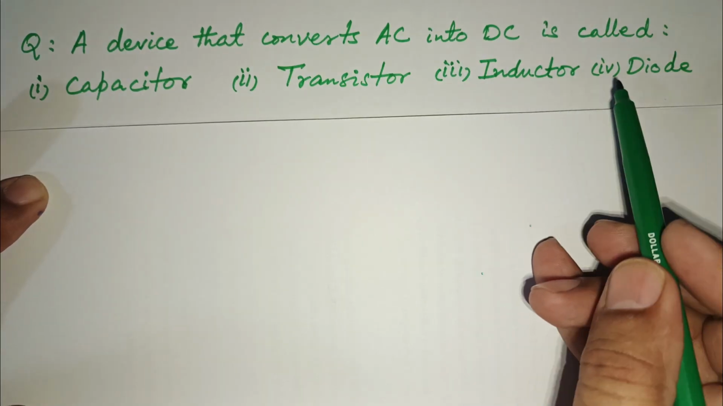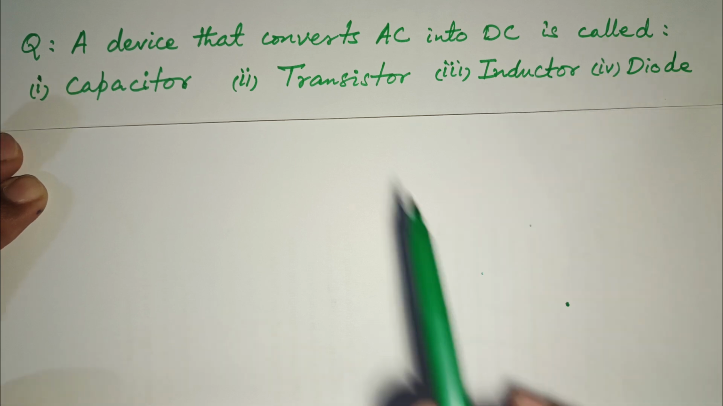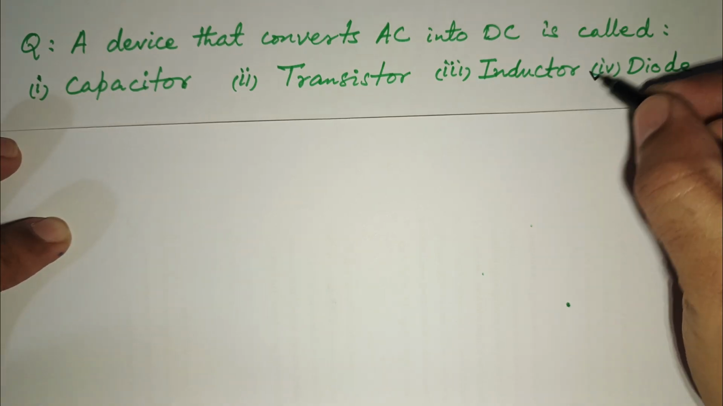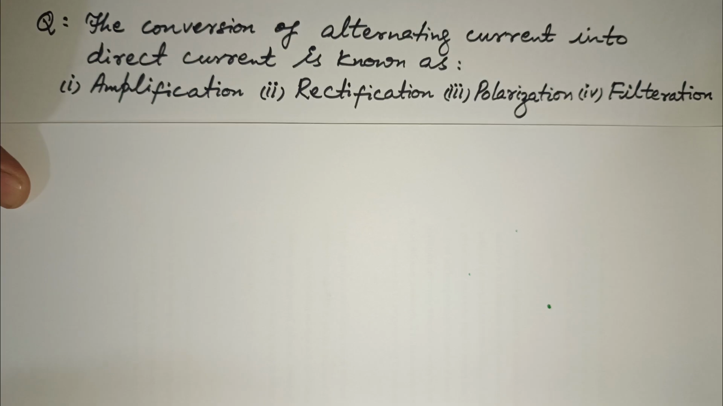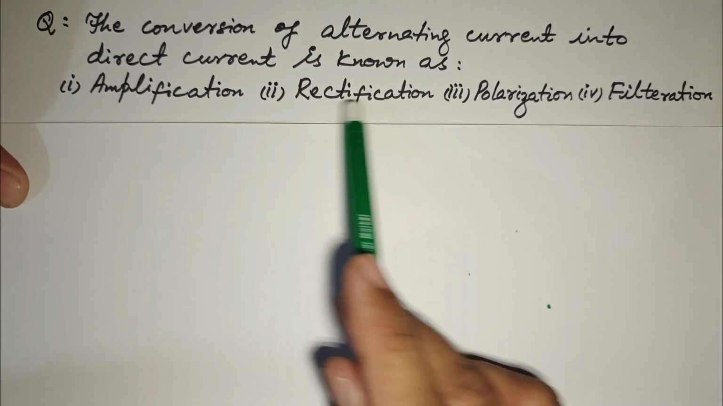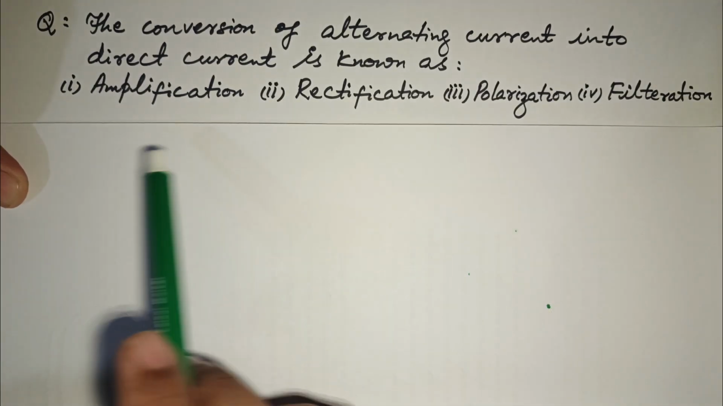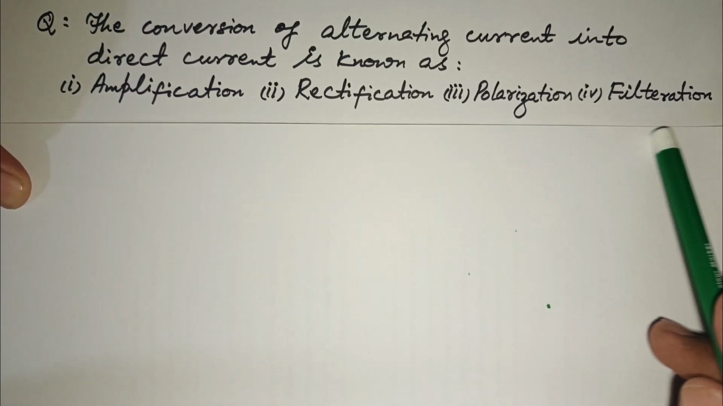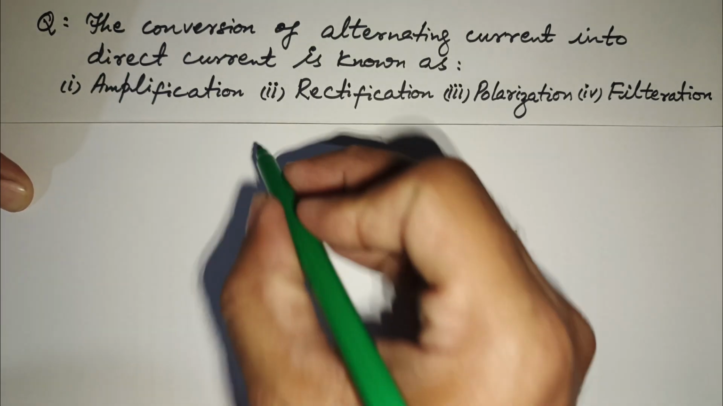A device that converts AC into DC is called, what's its name? Capacitor, transistor, inductor, diode. It's a straightforward diode. Semiconductor diode, PN junction, whatever you say. The conversion of alternating current into direct current is known as, what's the process name? Amplification, rectification, polarization, filtration. It is rectification.